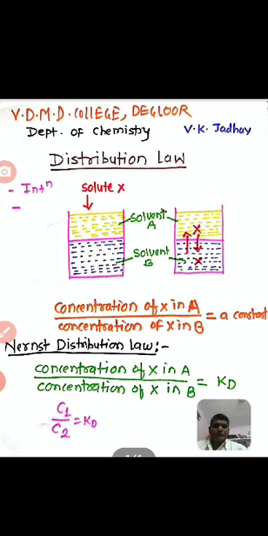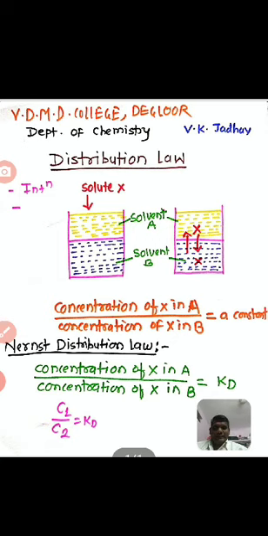The above figure shows the distribution of solute X between solvents A and B at equilibrium. The rate at which molecules of X pass from one solvent to the other is balanced, and the concentration of X in solvent A divided by the concentration of X in solvent B is equal to a constant.